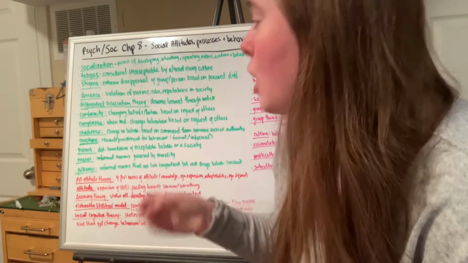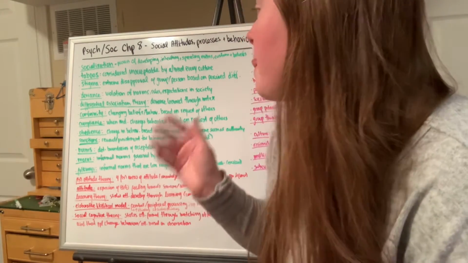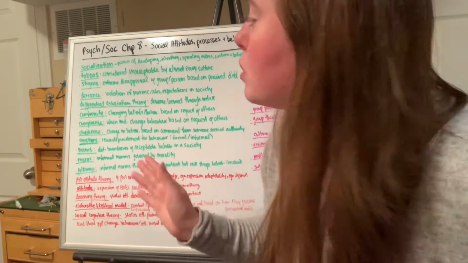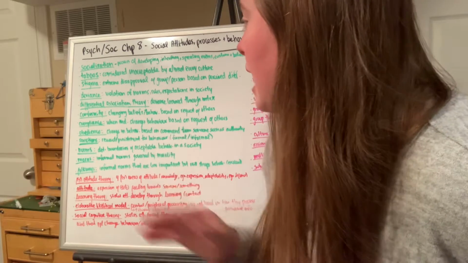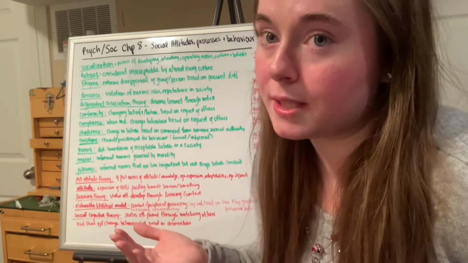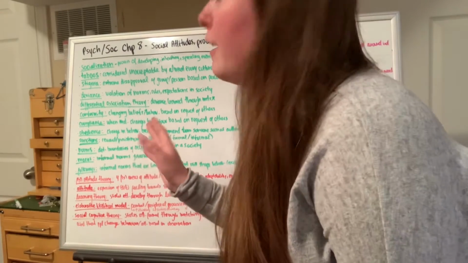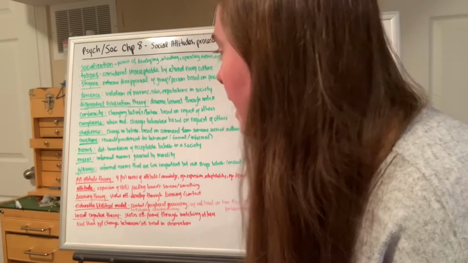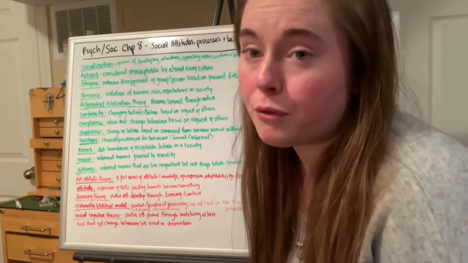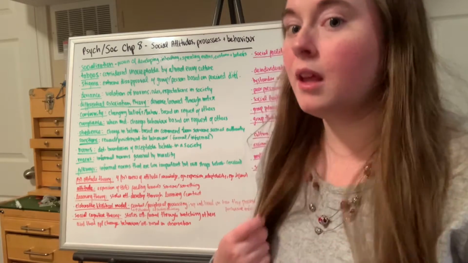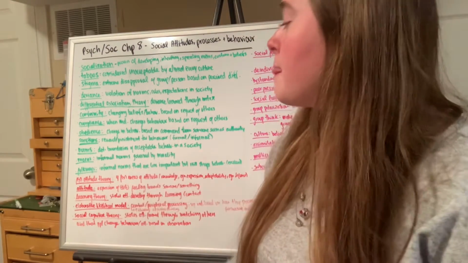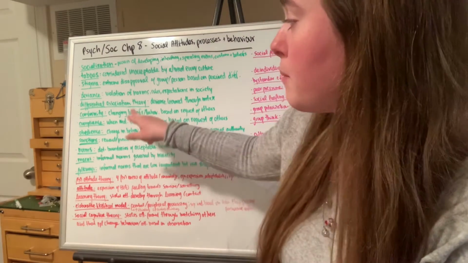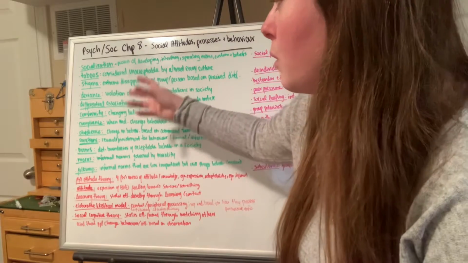We have deviance, which is the violation of norms, rules, or expectations in a society. We have differential association theory, which just states that deviance is learned through interactions. We have conformity. Conformity is changing beliefs and behaviors based on the request of others, so you're conforming to something that someone else has said. We have compliance, when an individual changes behavior based on the request of others.